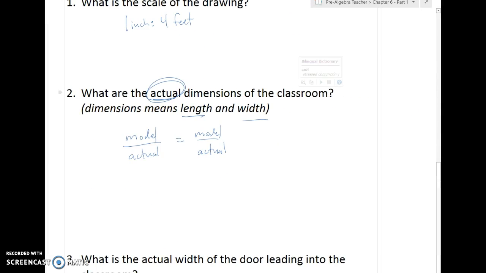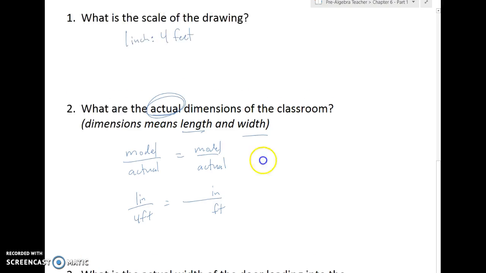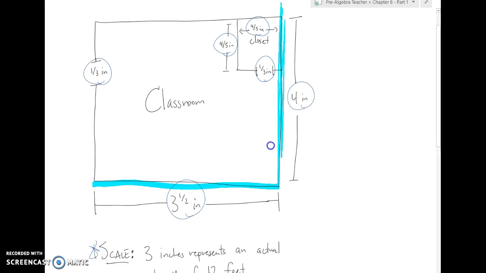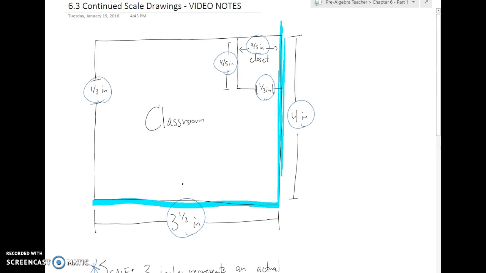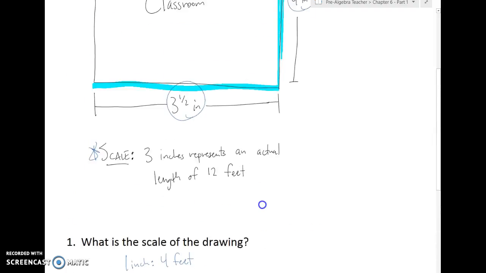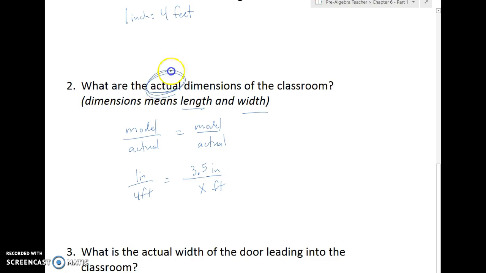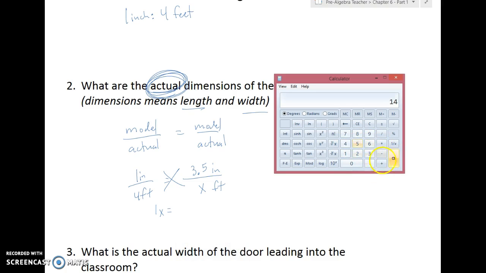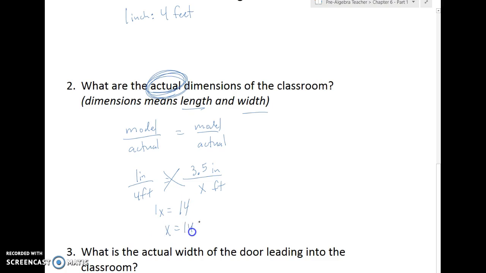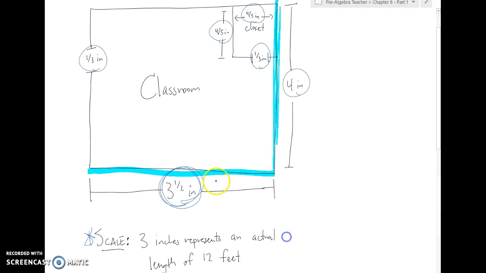We know that our scale is 1 inch to 4 feet, and that's going to equal inches over feet. Let's take the width of the classroom, 3.5 inches. By the way, I apologize that I don't have a perfect square here. If I was actually doing this, I would use a ruler and make this nice and pretty. So the scale is 1 inch to 4 feet, and the width is 3.5 inches on the drawing. I want to find the actual length. So 1x equals 4 times 3.5. That gives me 14, so x equals 14 feet in real life.